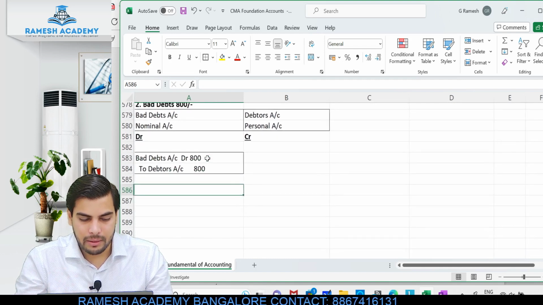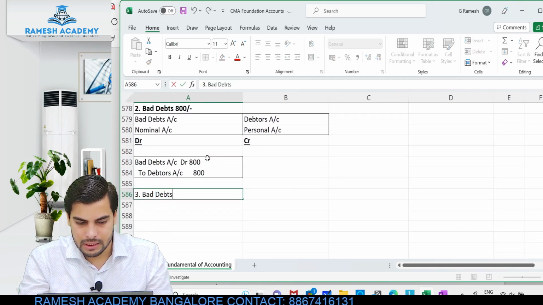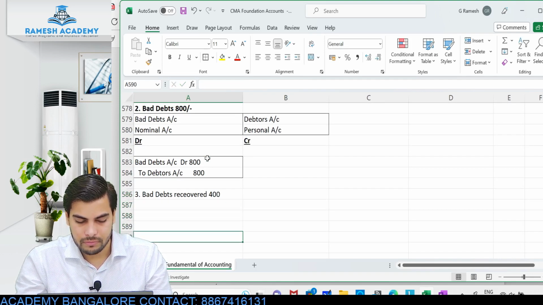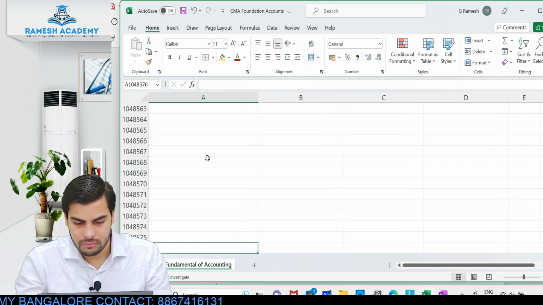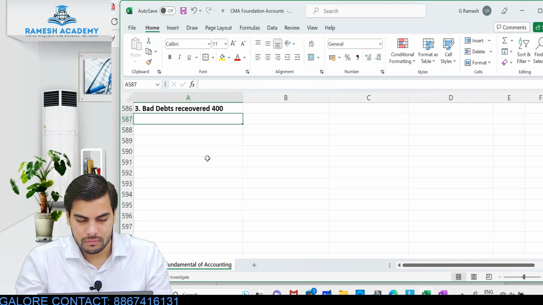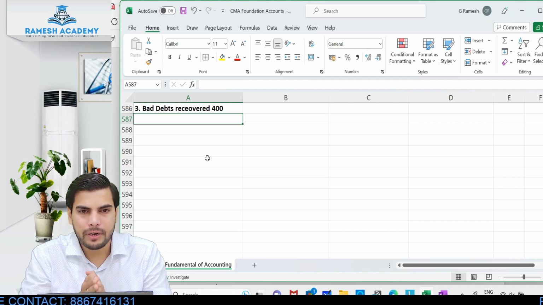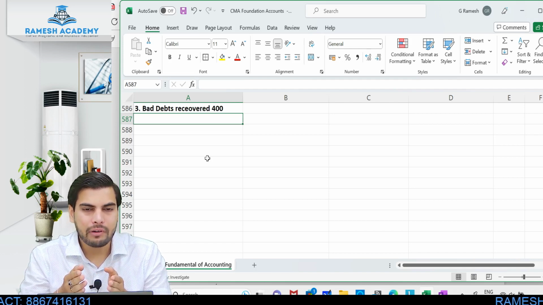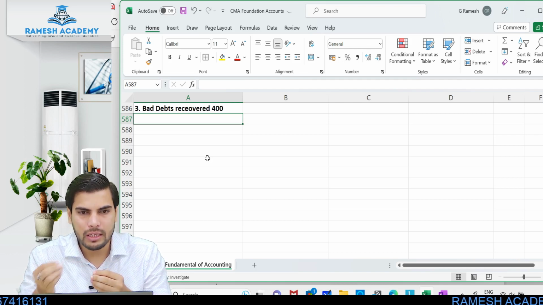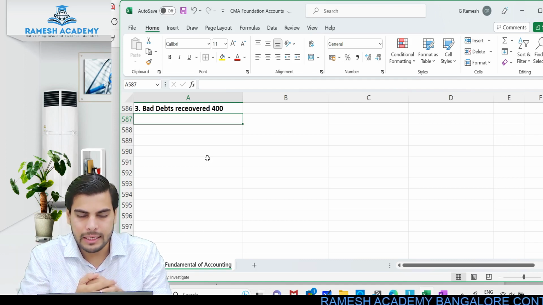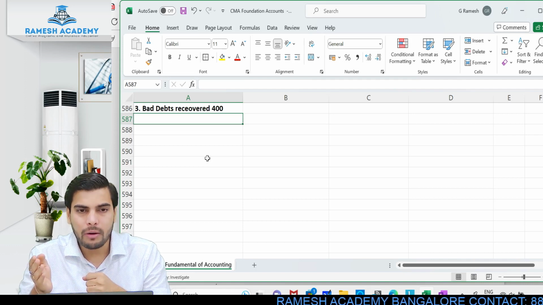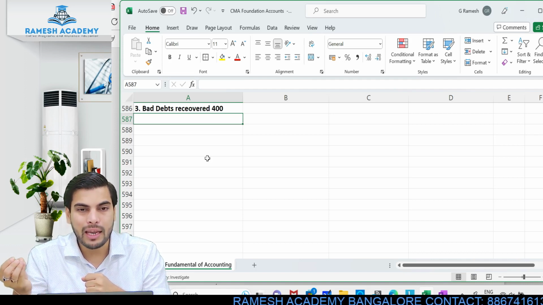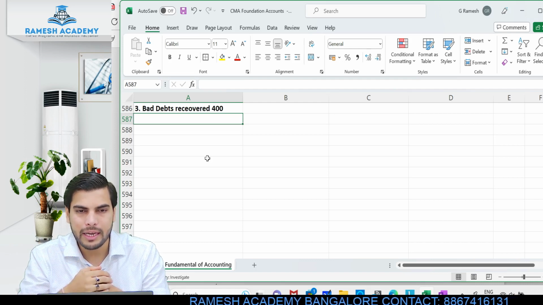Suppose I am recovering the bad debts. Bad debts recovered 400. Okay, now this bad debts which I am recovering 400, what does it mean? Earlier I had treated some amount as non-recoverable. I thought that this particular customer, it has already been a long time since the due date, he will not be making the payment, but all of a sudden he was enlightened and he is now paying this 400 rupees. So whatever bad debts which we have already written off, now we are able to recover it. So we'll be calling it bad debts recovered.